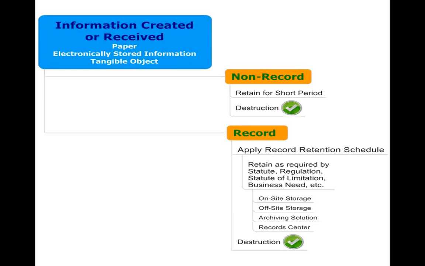Records are very different. Records are intentionally retained and managed because they're evidence of the organization's activities, events, and transactions, and the record has ongoing business, operational, legal, regulatory, or even historical value for that business. And we manage those by applying a record retention schedule. A record retention schedule is a list of records that need to be retained to satisfy various business, legal, regulatory, and statutory requirements, and it will list how long a record should be kept.